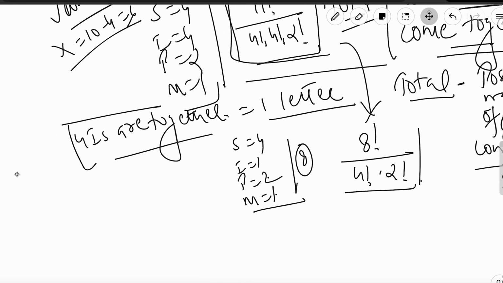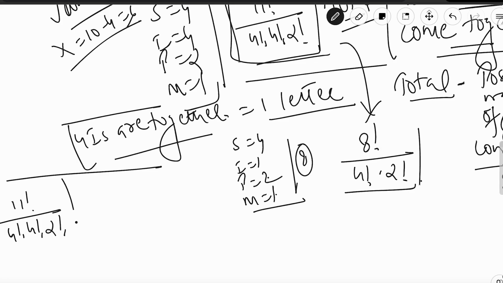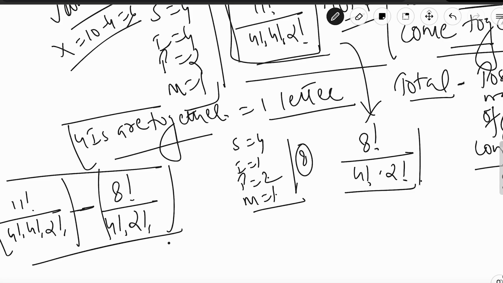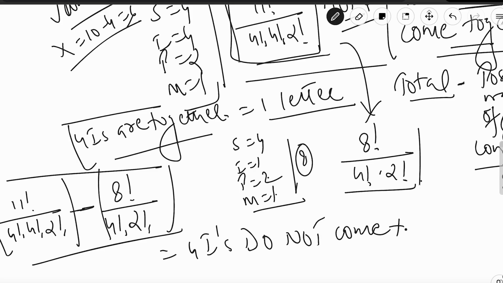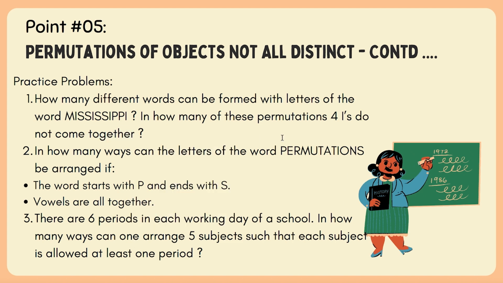It will be 11 factorial divided by 4 factorial into 4 factorial into 2 factorial, minus 8 factorial upon 4 factorial into 2 factorial. So these are the cases when the 4 I's do not come together, and this is what we were asked to find out. Okay, coming to the next question.